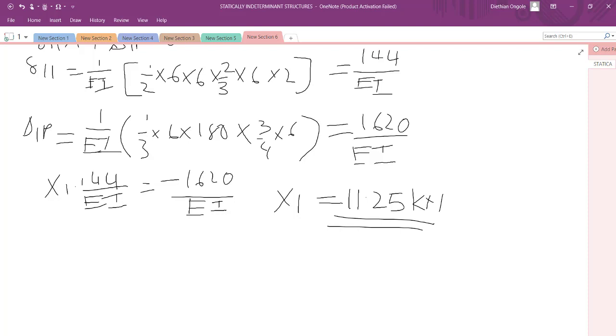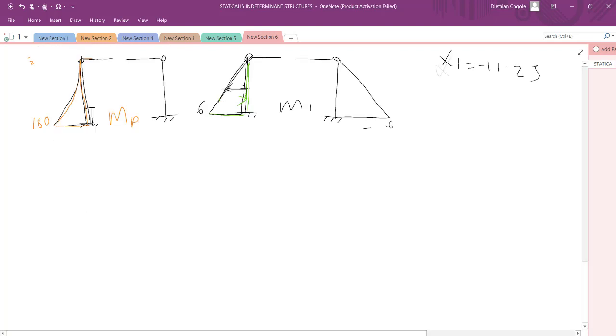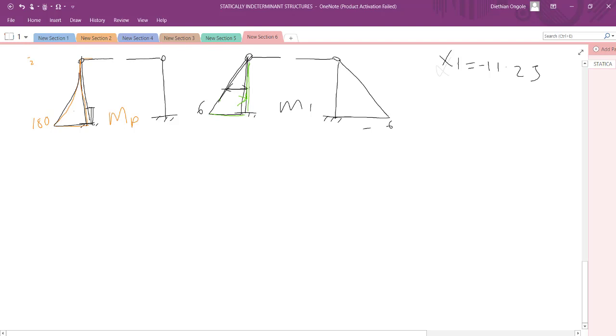So having found this, now next we come and draw our final bending moment diagram by superposing the moment on the M1 times x1 with that of the MP. This gives us the final moment on the bending moment diagram. To do the superposition, we have to multiply the x1 times the moments on the M1 diagram. So this should be negative 11.25 times the 6 which is here.